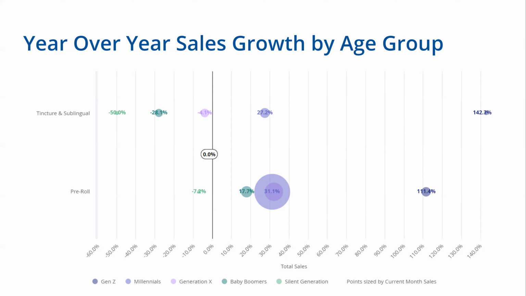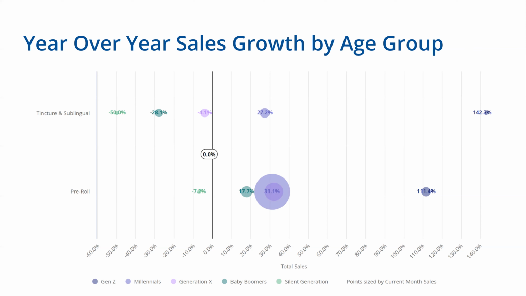So one of the first things that stands out to me, again, is Generation Z's extremely high year-over-year growth in both categories. Liz touched on this earlier, but it's worth reiterating. With more and more customers aging into the market every day, Gen Z is on track to become the most important customer set in cannabis over the coming years, so we should be paying attention to them. We can see here that their sales growth in tinctures is higher than in pre-rolls, even though the actual sales are much lower in tinctures.